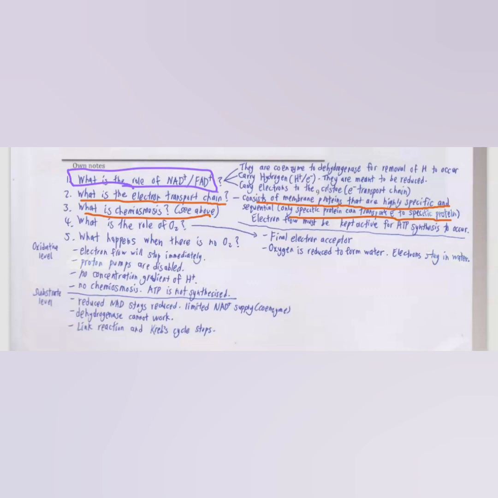Oxygen acts as the final acceptor of the protons and electrons, because they are being carried through their carriers NAD and FAD from the Krebs cycle and different stages. So here they permanently combine with the oxygen to form the waste product, that is water. So what happens when there is no oxygen?